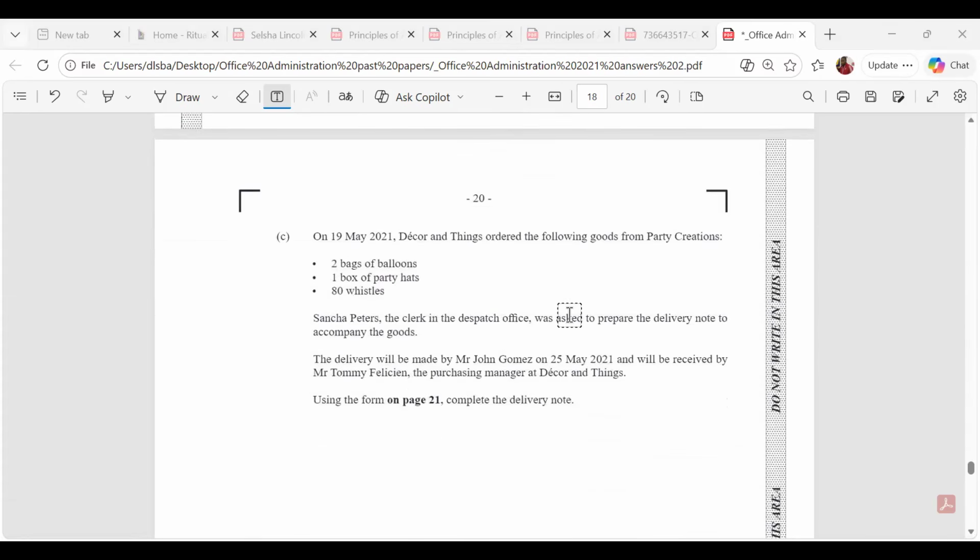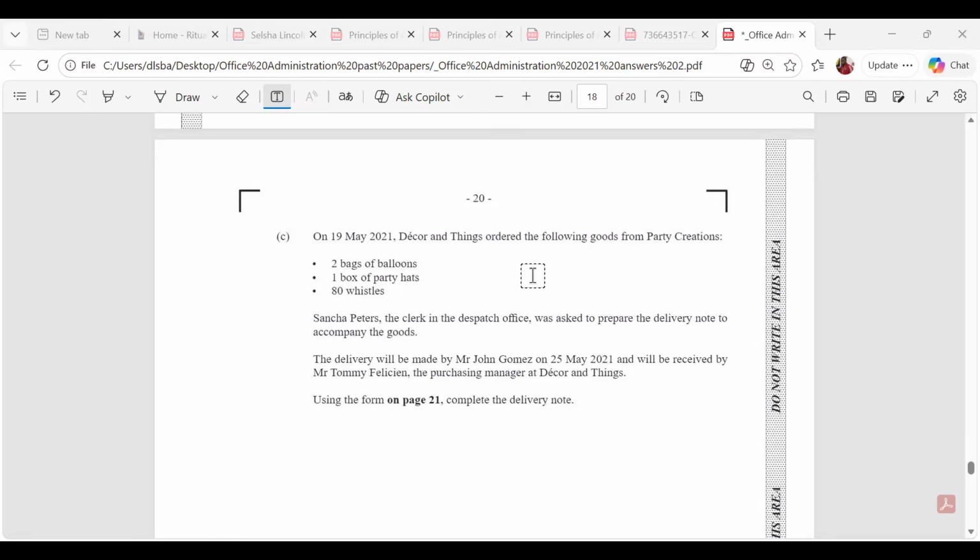Now, on the 19th of May 2021, Deco and Things ordered the following goods from Party Creations. Sandra Peters, the clerk of the dispatch office, was asked to prepare the delivery note to accompany the goods. The delivery will be made by Mr. John Gomez on the 25th of May 2021 and will be received by Mr. Tommy Felician, the purchasing manager of Deco and Things. Use the form on page 21 to complete the delivery note.